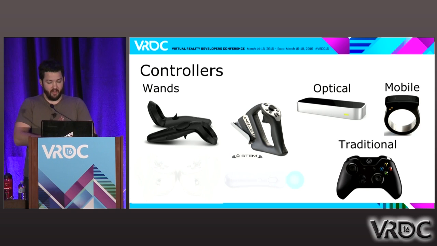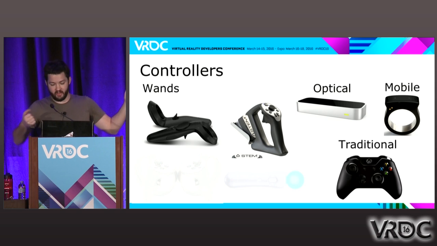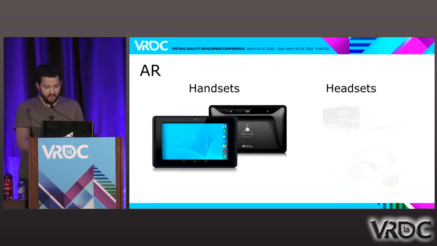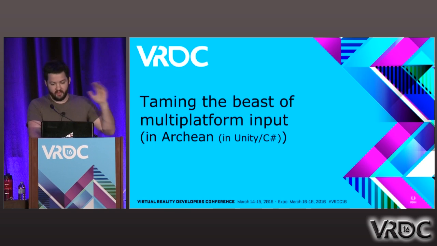So the question is, how do we make all of these things talk to our app in the same way? Or at least that's the challenge that I have decided to tackle here. And namely, how do I get something like a super high precision wand that has a bunch of buttons on it interoperable with something like a Leap where I have no buttons and relatively less precision? And then of course there's also AR stuff, like handsets like the Tango, as well as headsets like the HoloLens and Meta there. So I'm going to try to work with as many of these as we can.